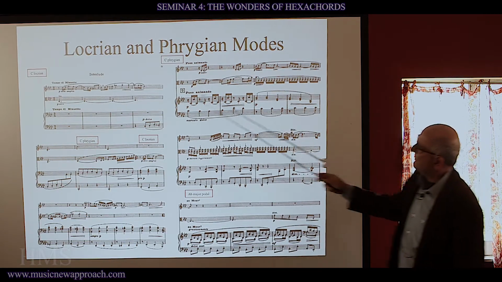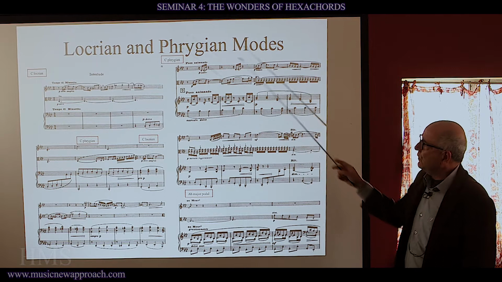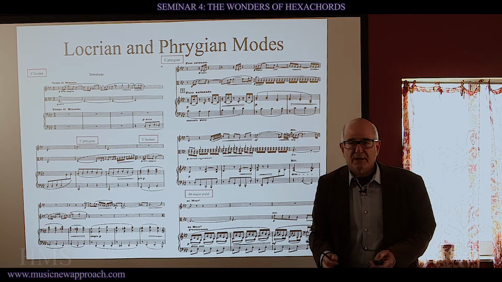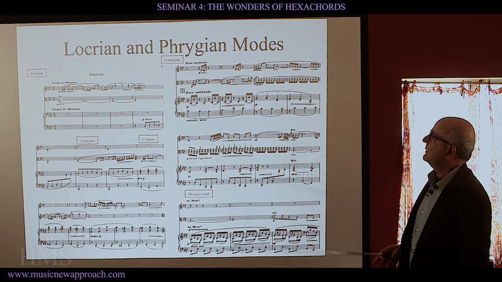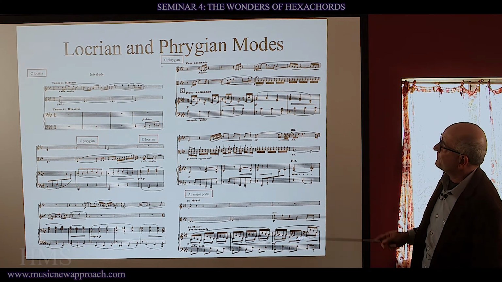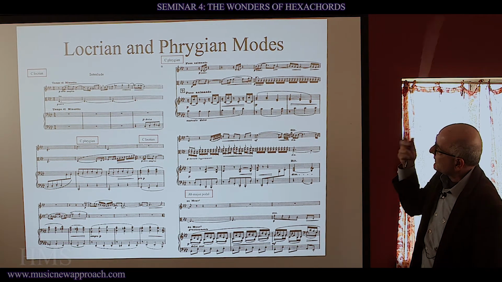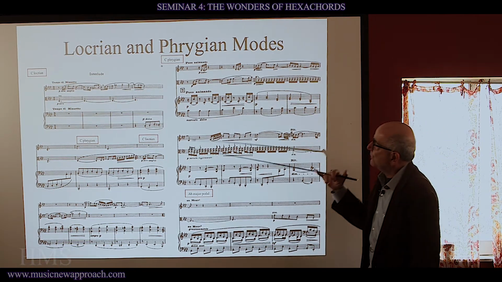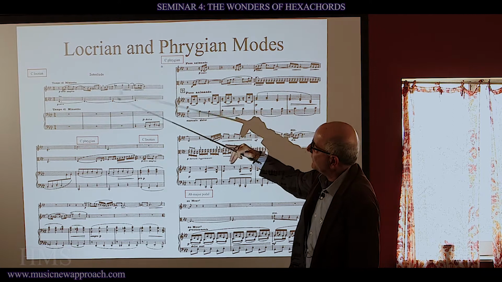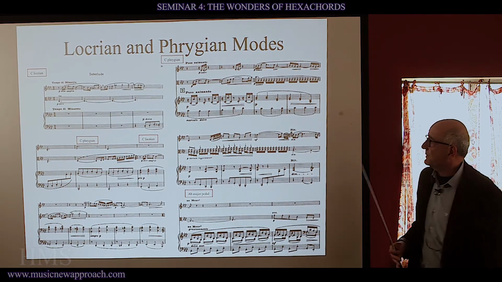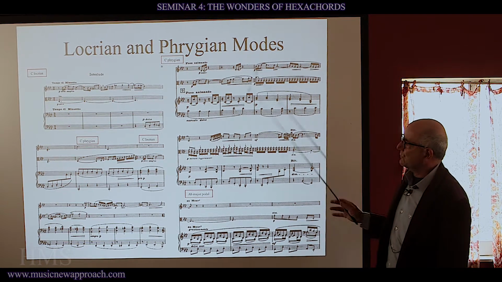Now this is a combination of Locrian and Phrygian. Now Locrian has a diminished triad as a tonic triad. So it's more unstable, just by its nature. So this is from Debussy. This is a trio for flute, viola, and harp. It's a wonderful piece. I don't know how many folks know this piece, but it's gorgeous.